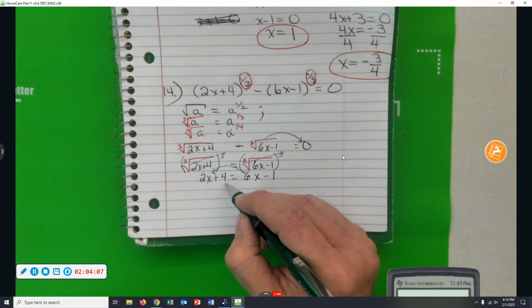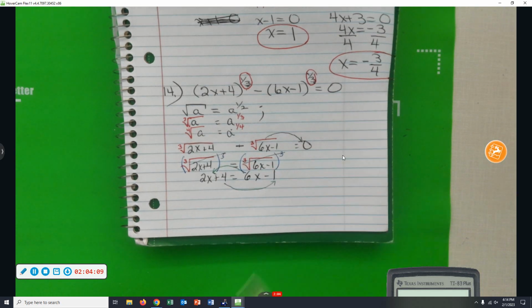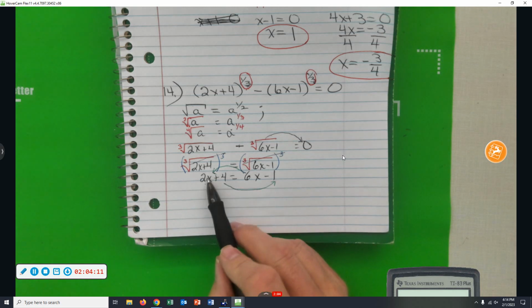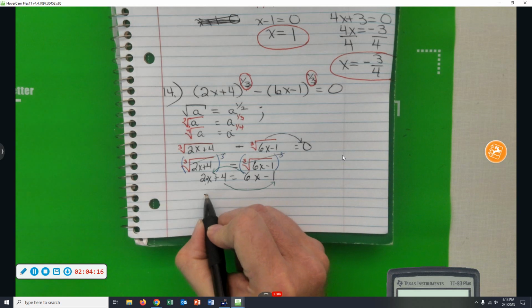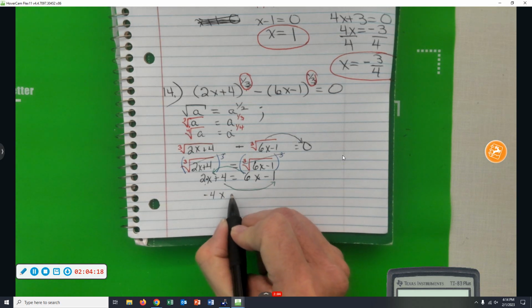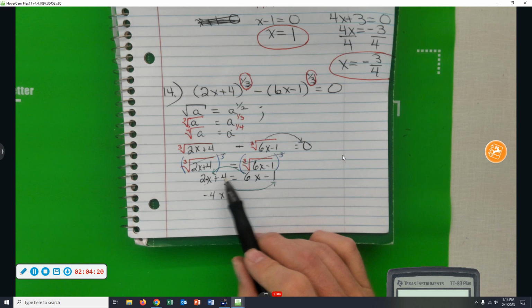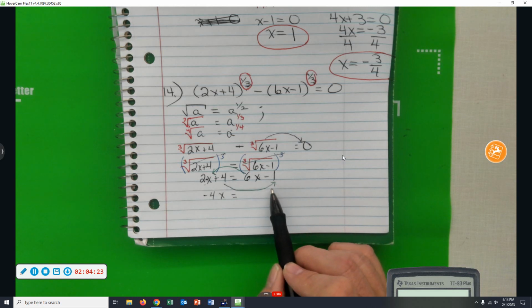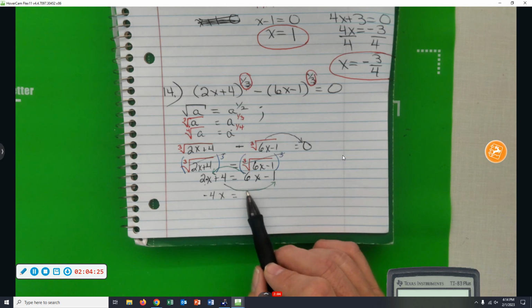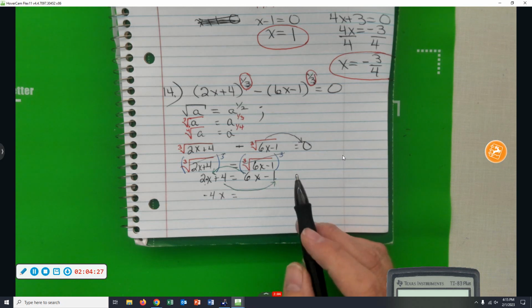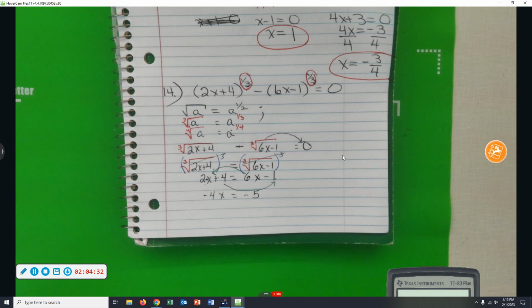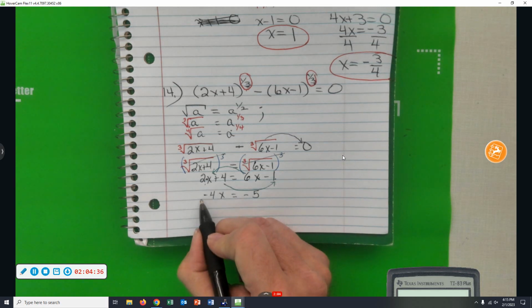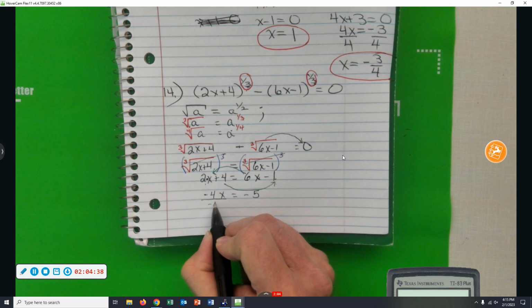I'm going to do these arrows. This is a linear equation. So the 2x minus 6x is negative 4x. What number will we have on the right? Negative 1. And move the 4. Minus 4, is that negative 5? And then divide by negative 4. Divide both sides by negative 4.